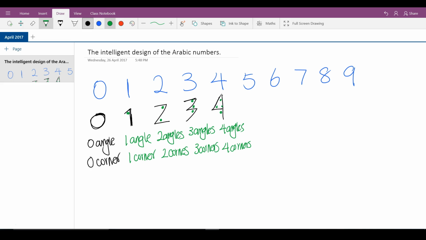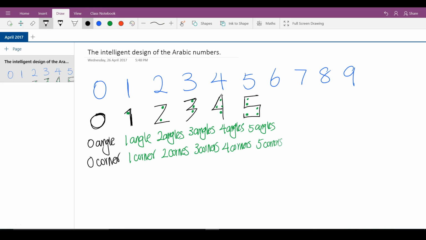All right, let's go to 5. 5 is written like this. How many angles are there? Well, let's count. 1, 2, 3, 4, 5. There are 5 angles or 5 corners, as you want to call it. Somehow I think angle is more accurate. There are more corners than 5, but that's just how different people see it.